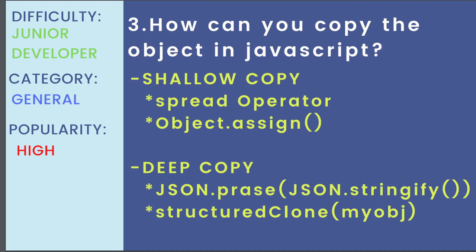So to make a shallow copy, the most common practice is to use spread operator, but you can use Object.assign as well. To make a deep copy, so when you have nested objects inside, you can use JSON.parse, then JSON.stringify, and you put your object in the parentheses, or structuredClone.